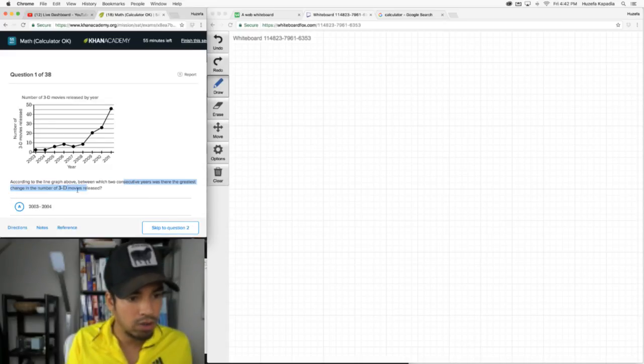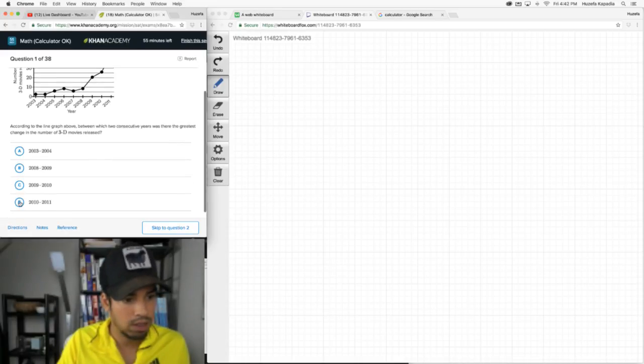Question 1. According to the line graph above, between which two consecutive years was there the greatest change in the number of 3D movies released? Here it is right here. You can see this is the greatest vertical jump. Here's the second greatest. So we've got from 2010 to 2011. And we don't even need to say anything other than that.